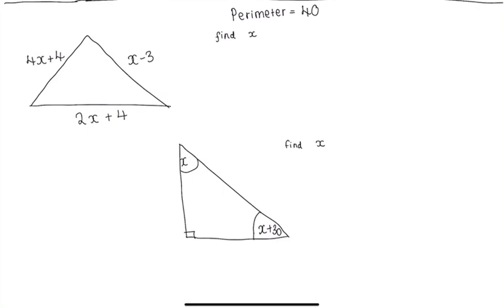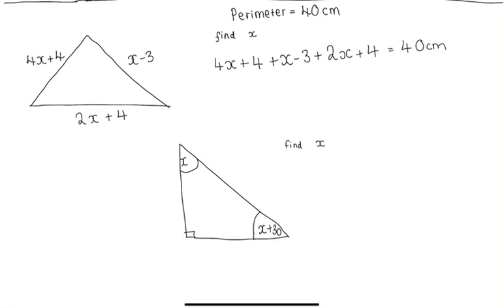It says here that the perimeter of this shape is 40 centimetres and it wants us to find x. Now we know that the perimeter means that all of the sides added together is equal to 40. So if we take 4x plus 4, that side there, add on the other side, which is x minus 3, and then add on that final side, which is 2x plus 4, once we add all that together, it must equal 40 centimetres.